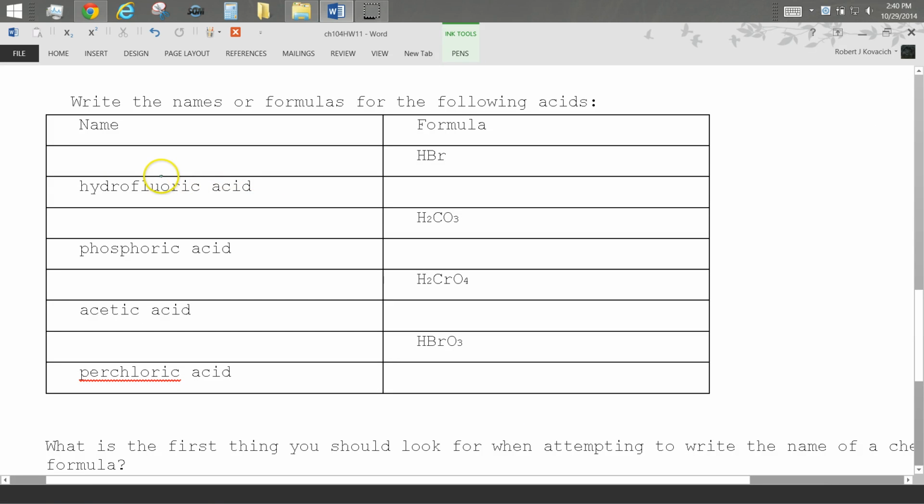This acid's name? And the formula for the next one? Okay. And then the name for the HC2H3O2 or H2CO3? And then the phosphoric acid? And then how about this one? What's this guy's name? Chromic acid. Okay.